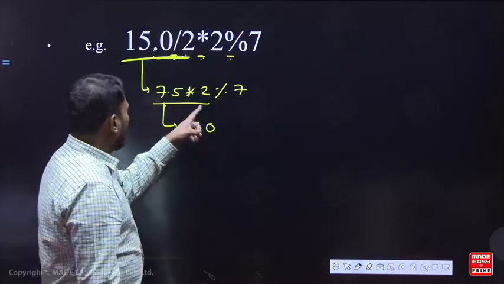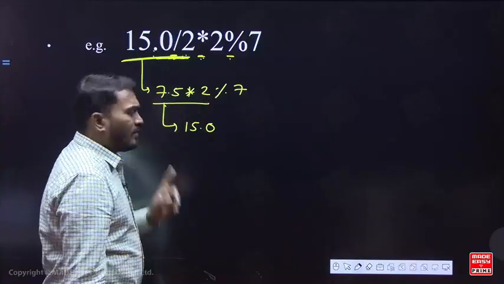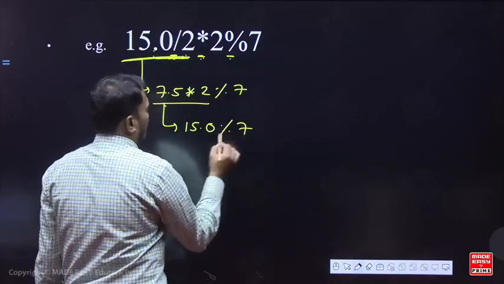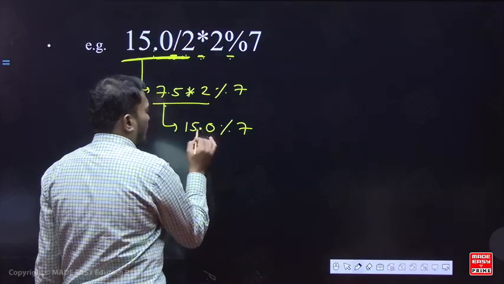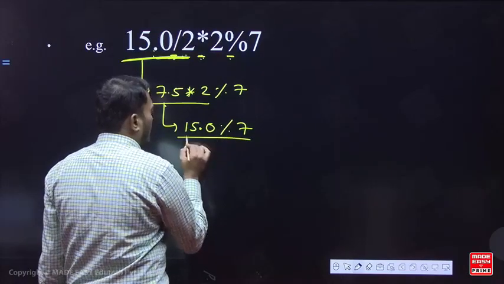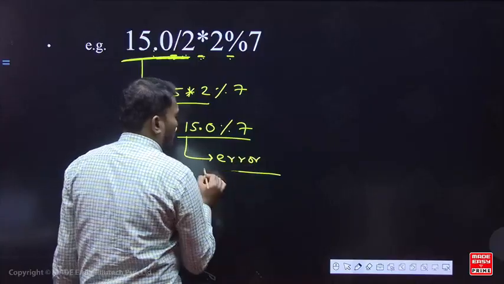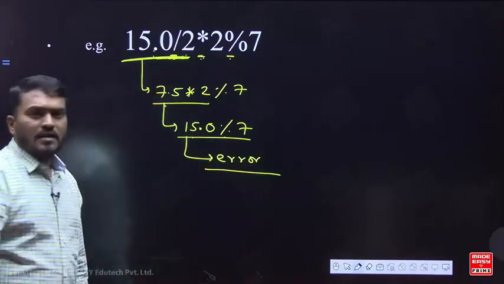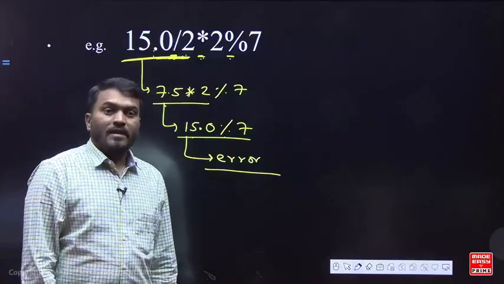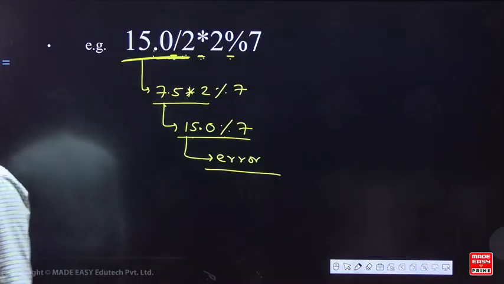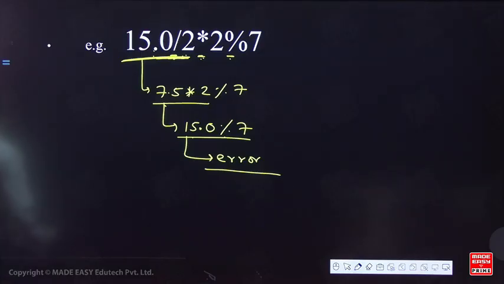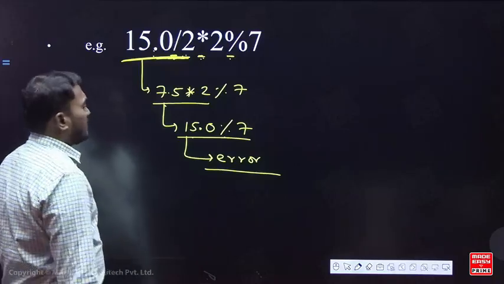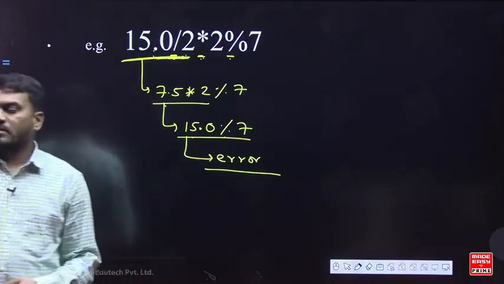15.0. Because one is an integer, other is a float. Output will be float. So 15.0 mod 7. Look at here, this is a float. Whenever it sees a float, it will simply give error. Just now I said modulus does not work on float values. It works only on integers. Everything I said clearly. So that will give you error. Think very carefully before giving the answer. Right answer is the error.